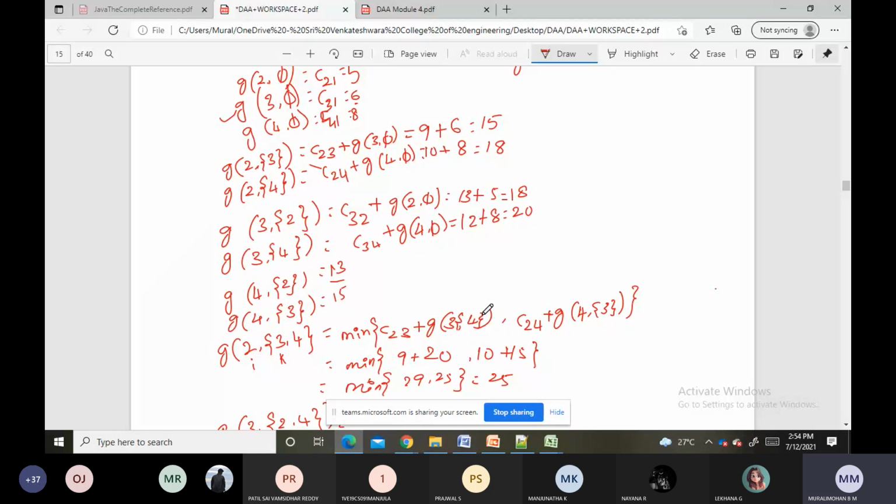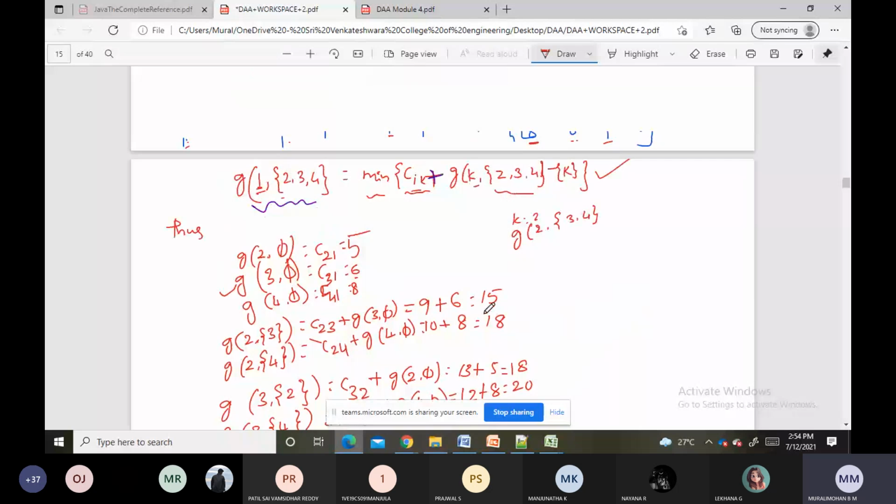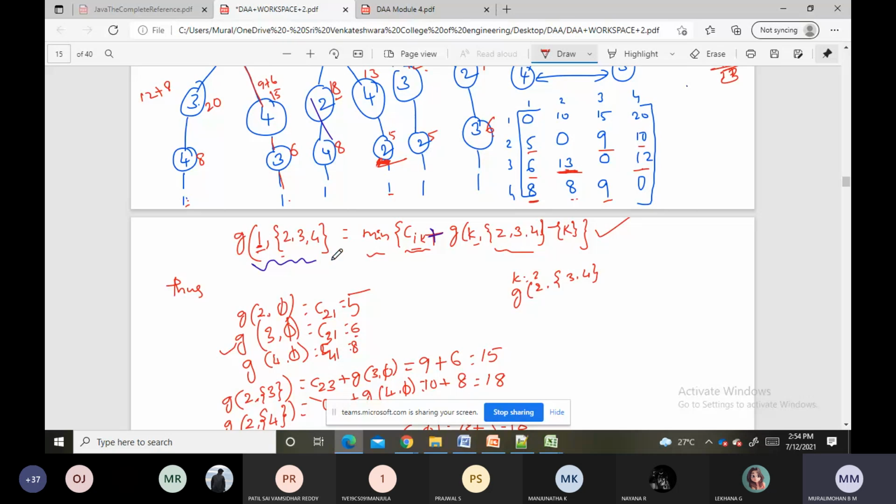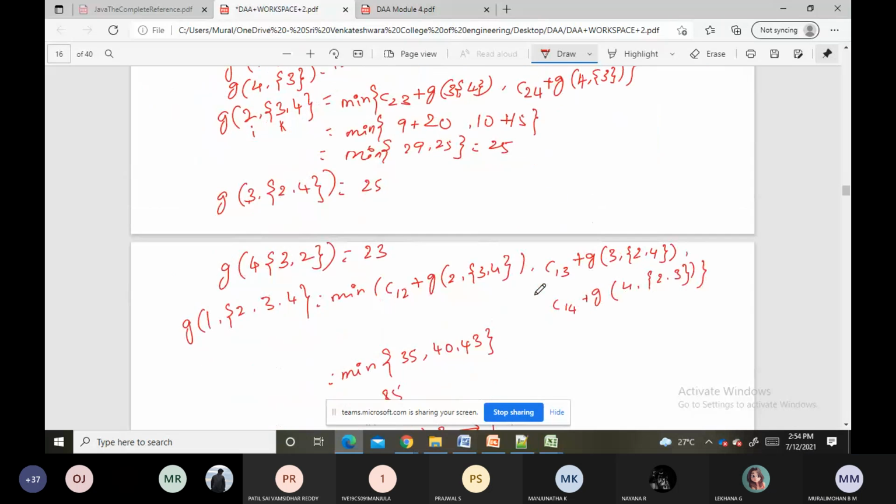Once again I am repeating, kindly don't use this brute force method if it is asked for dynamic programming. If it is asked for dynamic programming, then using this formula you should solve. Kindly remember, using this formula only you should solve.